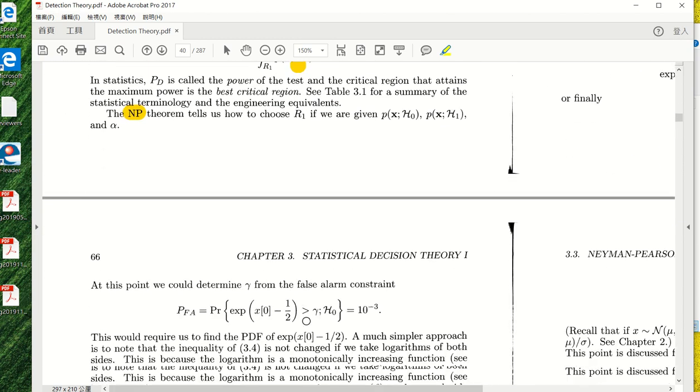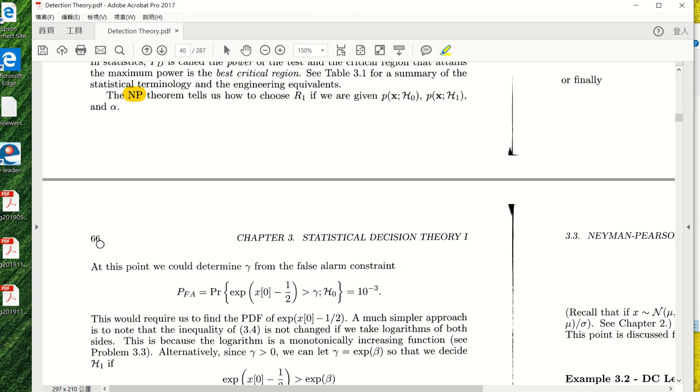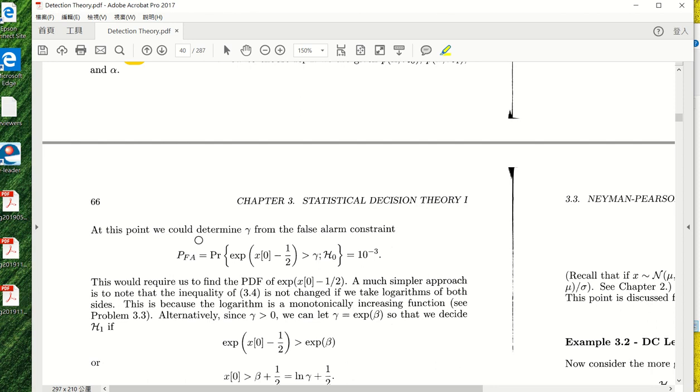Okay, so now let's continue to page 66. At this point, we could determine gamma from the false alarm constraint. The probability of false alarm is equal to the probability of this conditional on H0, which is the probability of this larger than a threshold gamma, conditional on H0, equal to the constraint that is preset.